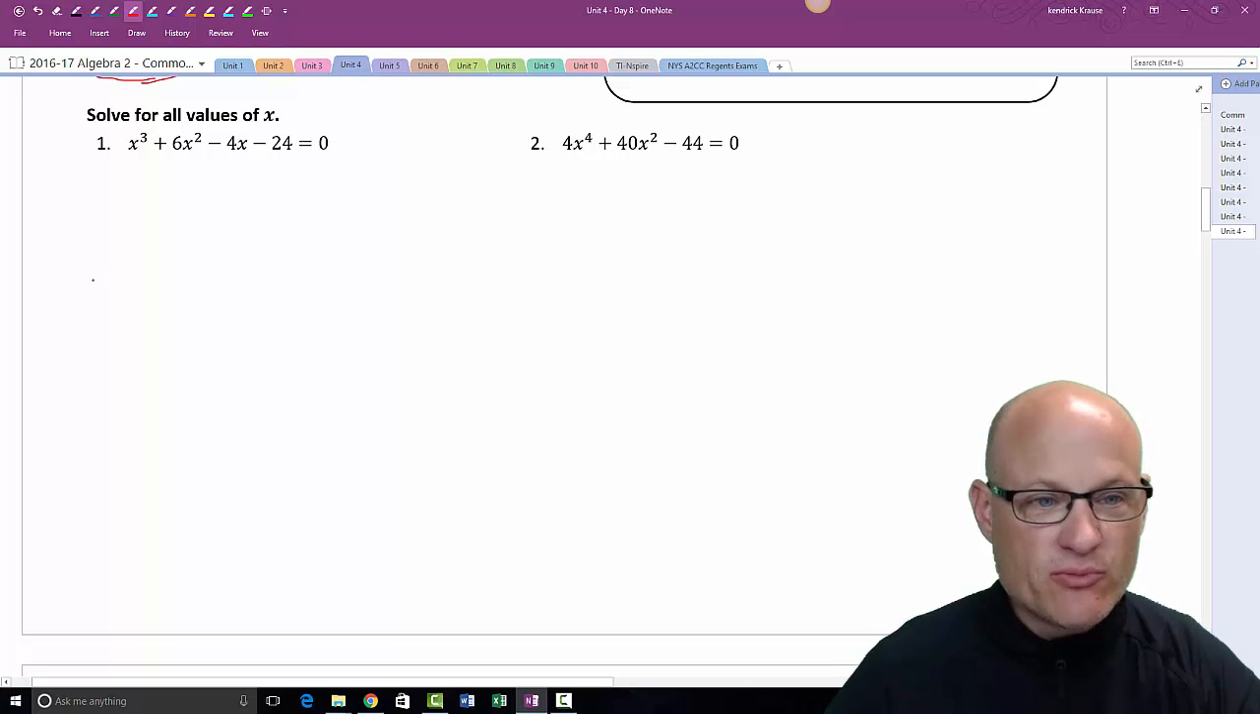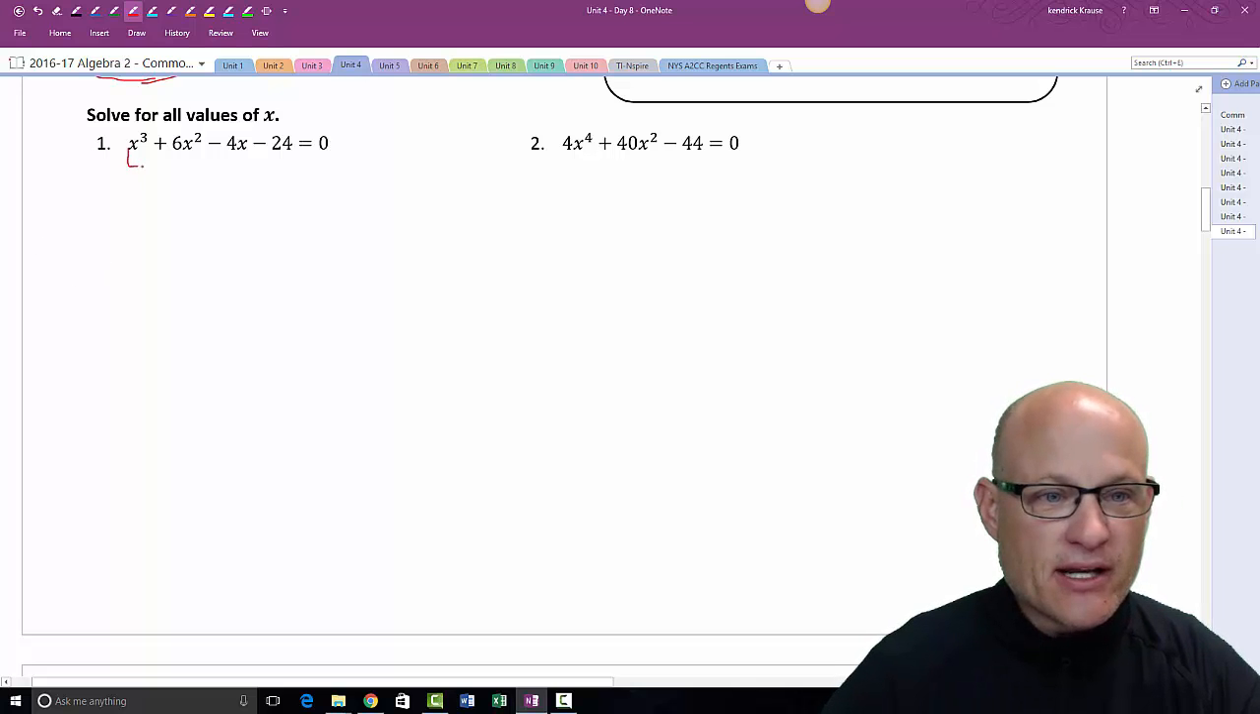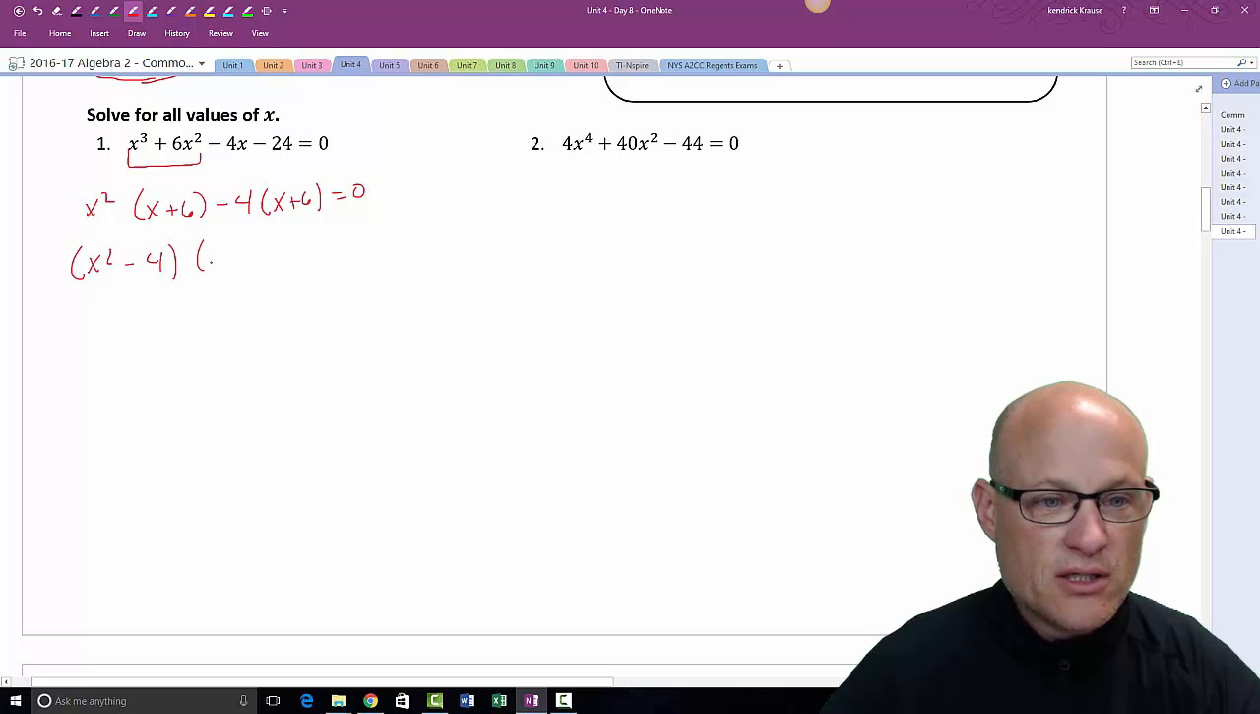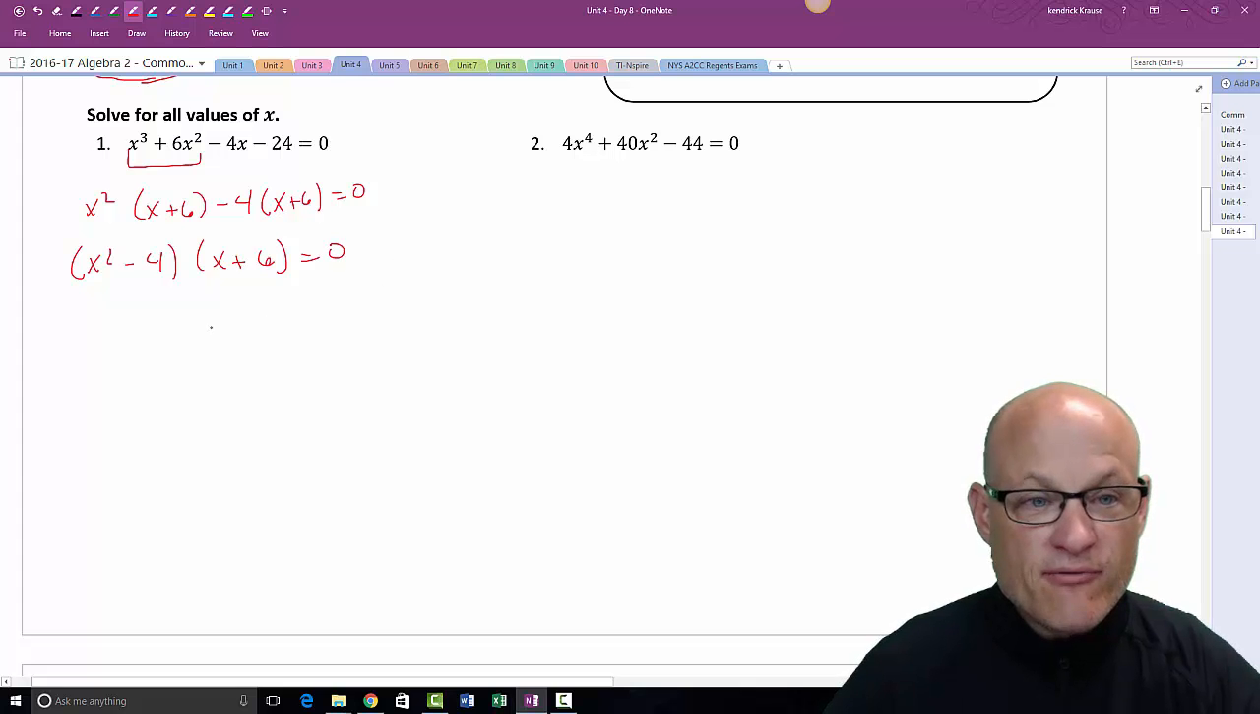So we're just going to keep going with some factoring here. We're going to take out an x squared. There is no GCF. X plus 6, minus 4, x plus 6, equals 0. Two factors, x squared minus 4, x plus 6, equals 0. Factor completely. This is x plus 2, x minus 2, x plus 6, equals 0.